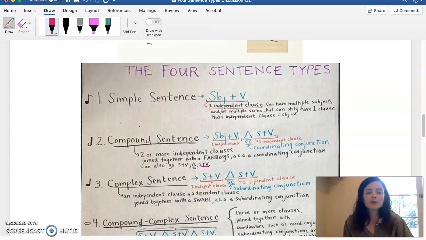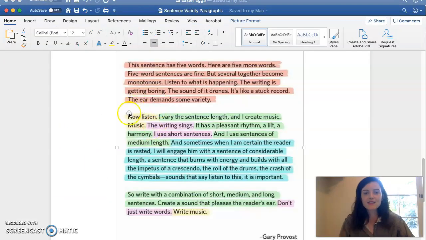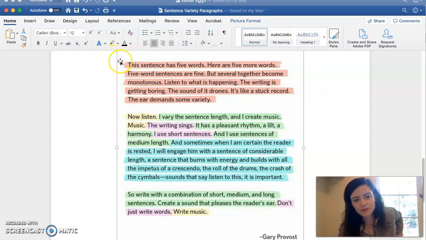So I'm going to refer to the American writer Gary Provost, who once said this. He wrote a passage, and the first 5 lines are all simple, very repetitive. They're boring. There's no variation. There's 5 words in each sentence. It's droning.